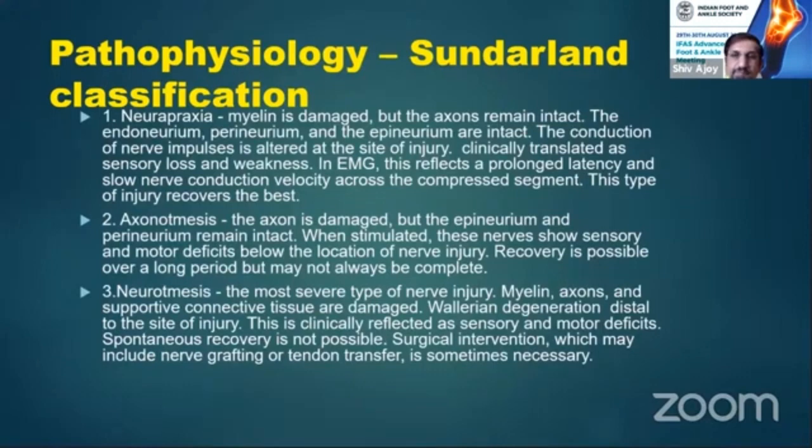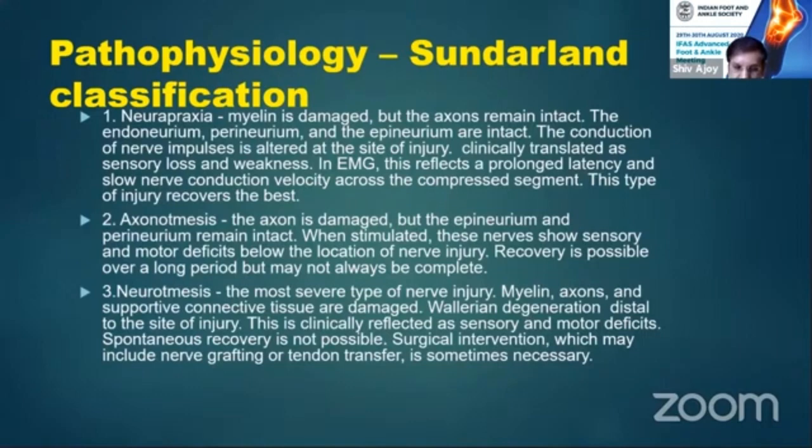In axonotmesis, the axon is damaged, the epineurium and the perineurium are intact. So when the nerve is stimulated, these nerves show some sensory and motor deficit below the location of the nerve injury. So the recovery is possible in this case, but it is not always complete. The third is neurotmesis. It is the most severe type of injury. All myelin, axons, and the supportive connective tissue are damaged. So there is Wallerian degeneration distal to the site of the injury.